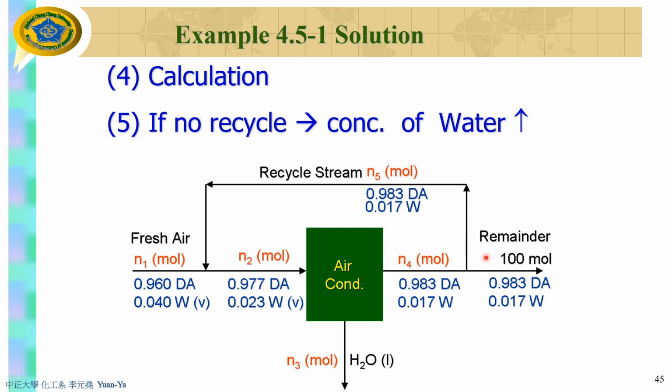And the thing is, if you don't have a recycled stream, you cannot get this comfortable air coming out of your air conditioner. You will get wetter air because of the efficiency of the air conditioner. This conversion is not good enough to bring the water from 4% to 1.7%. It can only go from 2.3% to 1.7%. Okay?